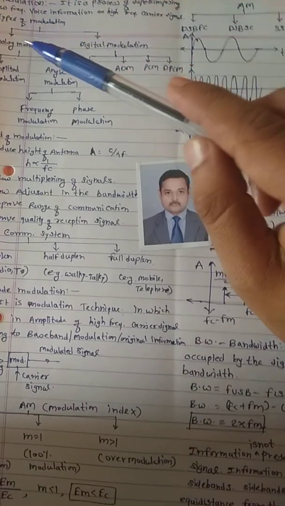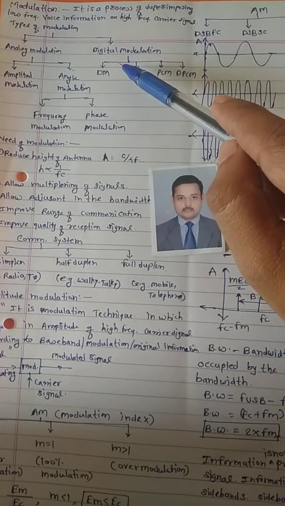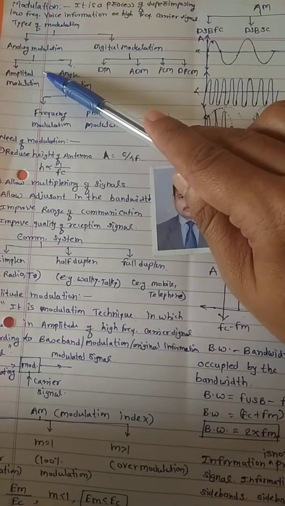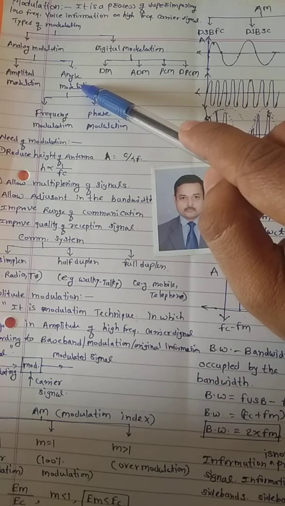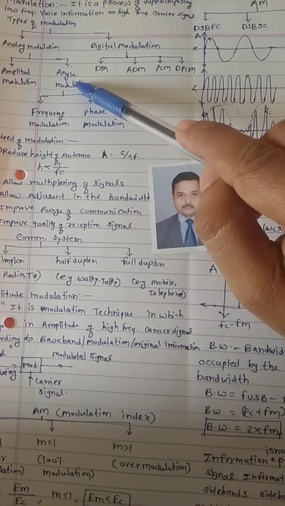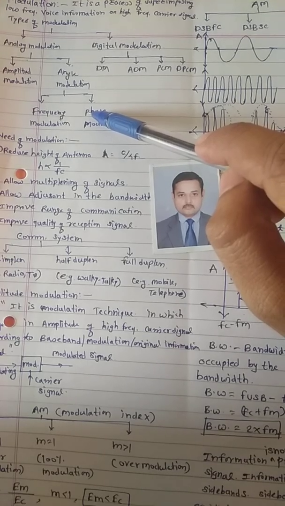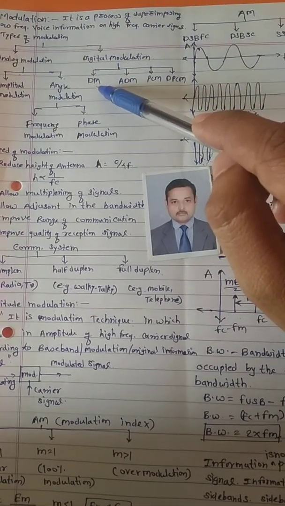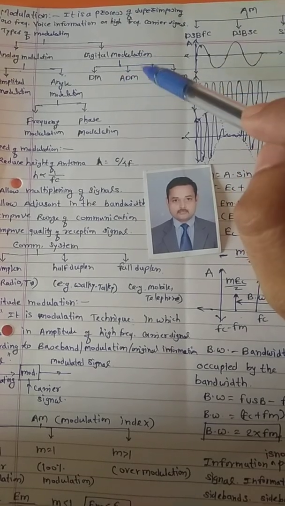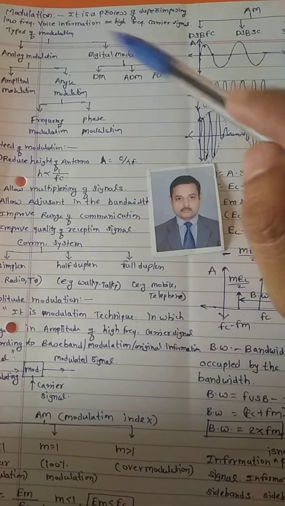If the nature of information is analog, it is called analog modulation. If the nature of information is digital, it is called digital modulation. Analog modulation is classified into two categories: one is amplitude modulation and the other is angle modulation. Angle modulation is classified into frequency and phase modulation. And digital modulation is classified into delta modulation, adaptive delta modulation, pulse code modulation and differential pulse code modulation.